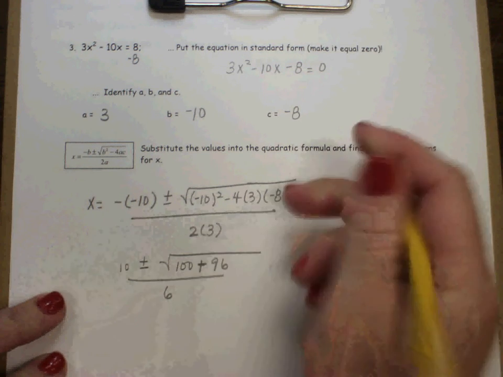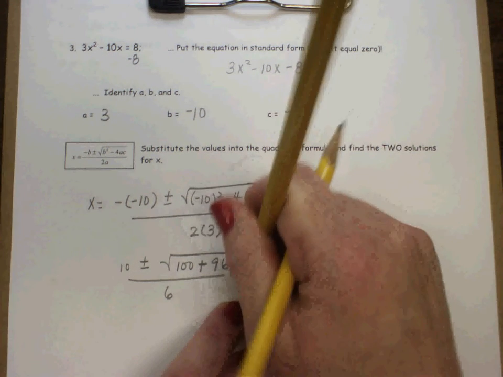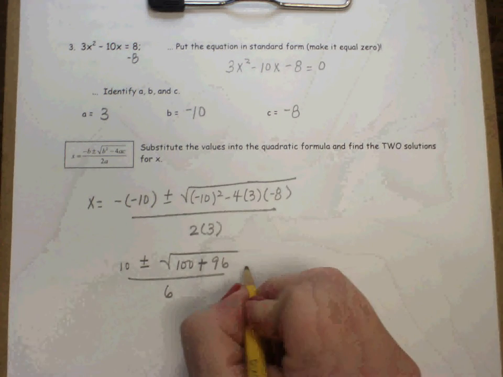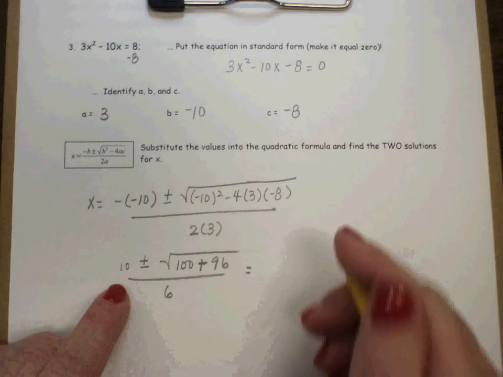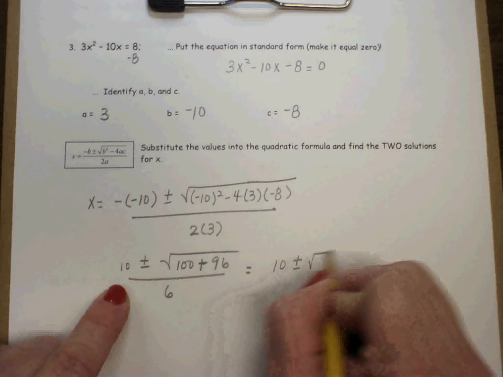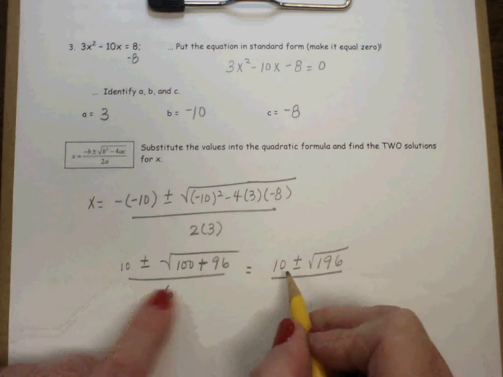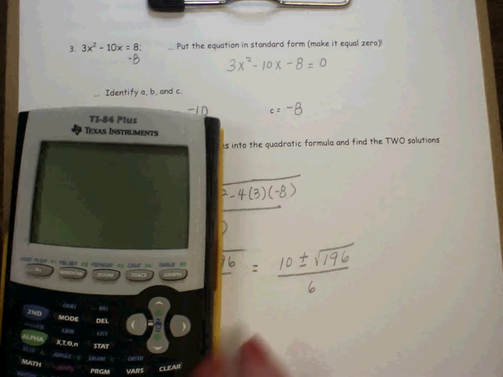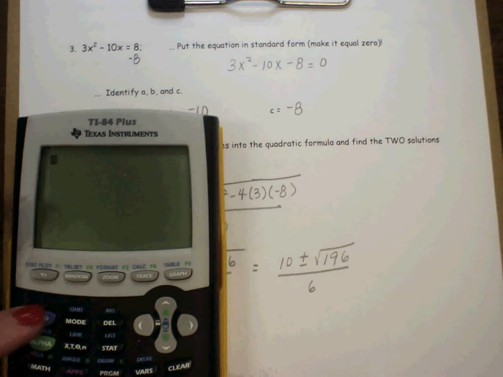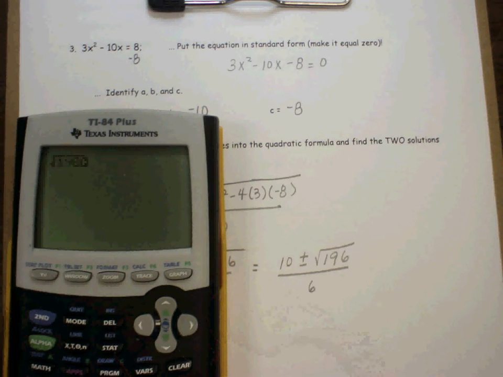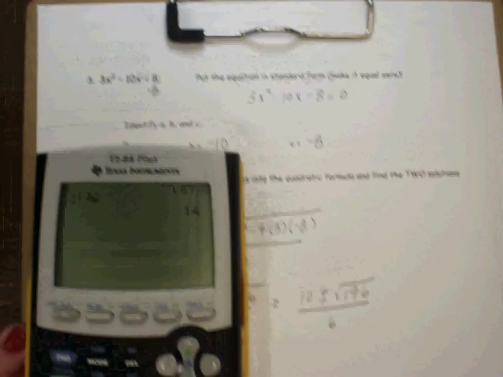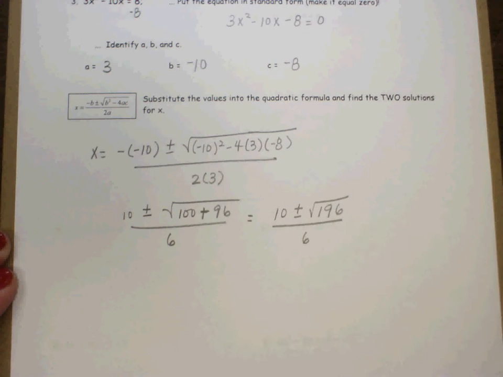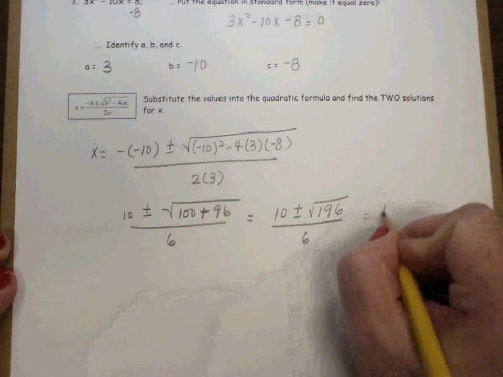Sorry about that. All right. So 10 plus or minus, 100 plus 96 is 196. All right. The square root of 196 is 14. There it is. So this would be 10 plus or minus 14 divided by 6.